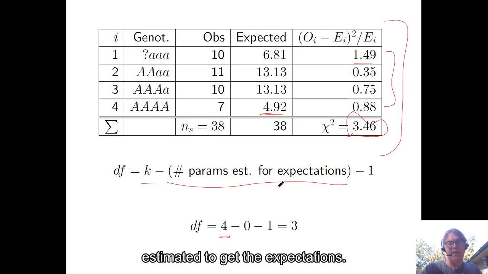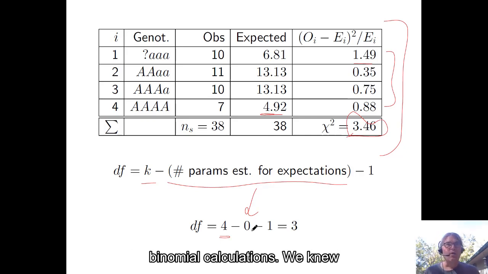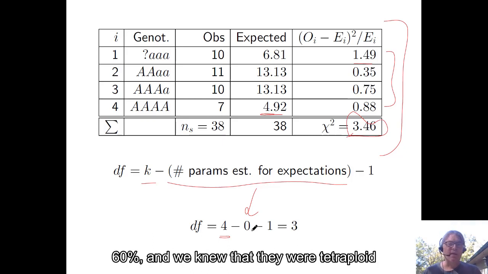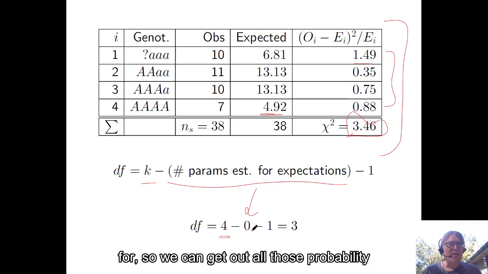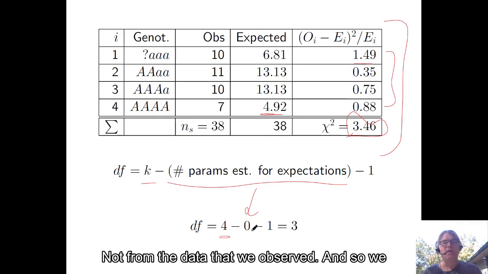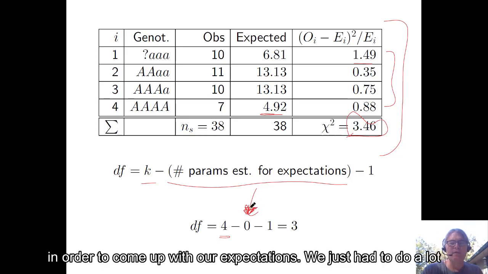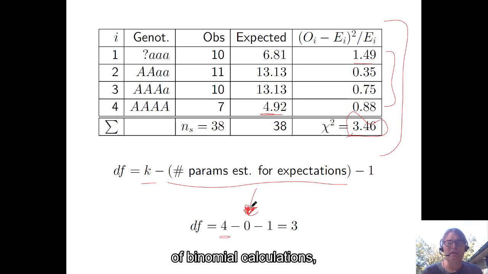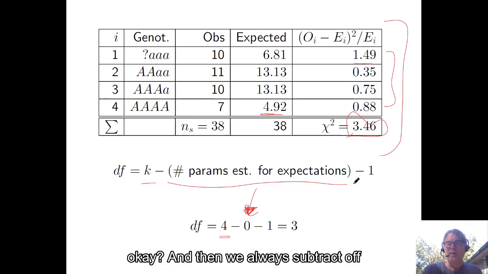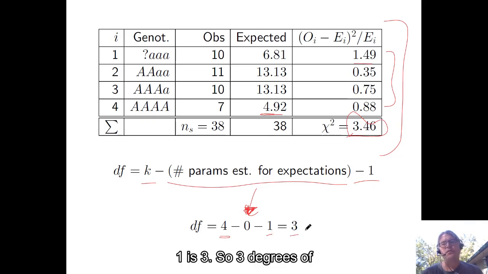The number of parameters estimated to get the expectations was 0, because remember those binomial calculations, we knew going in the probability of a big A allele being present was 60%, and we knew that they were tetraploid, 4. So we can get all those probability calculations from the background assumptions, not from the data that we observed. And so we didn't estimate any parameters in order to come up with our expectations. We just had to do a lot of binomial calculations. Okay, and then we always subtract off 1 there, so it's 4 minus 1 is 3. So 3 degrees of freedom.